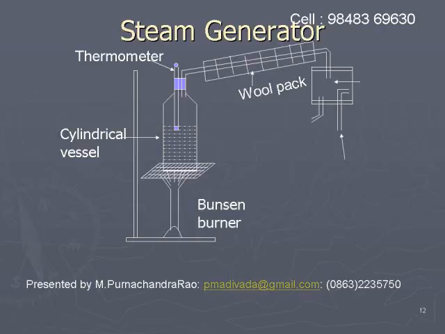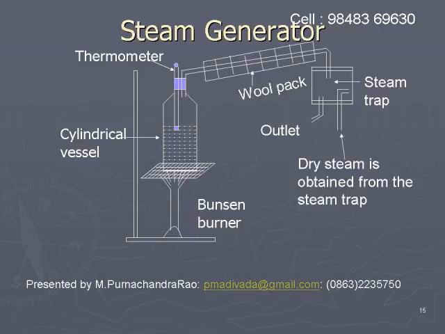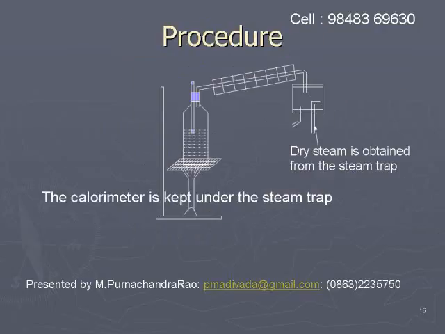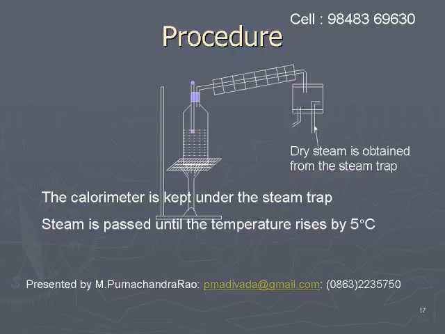When the water boils, the steam comes out through the tube which is packed with wool, and this tube is connected to a steam trap in which the condensed steam will come out through one outlet and dry steam comes out through another outlet. The calorimeter with water is kept under the steam trap and steam is collected into the calorimeter such that the temperature of the water rises by 5 degrees centigrade.